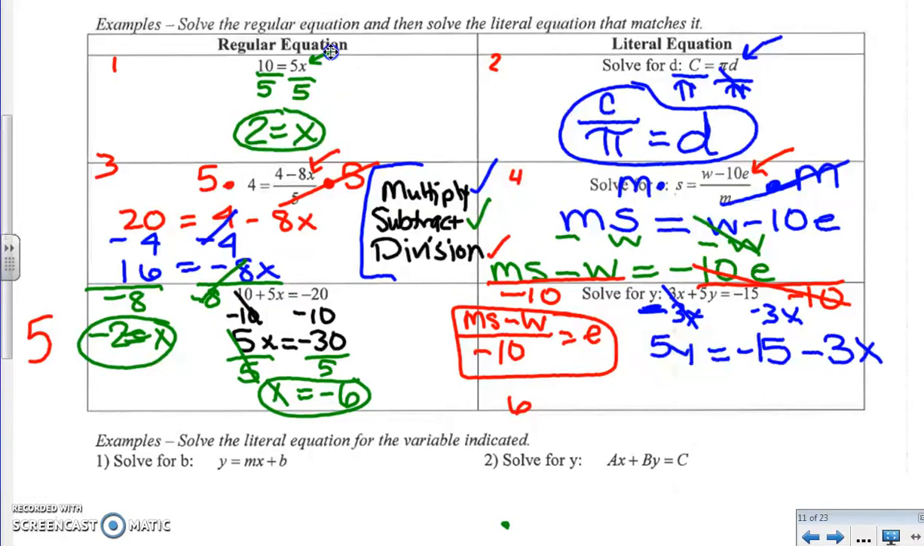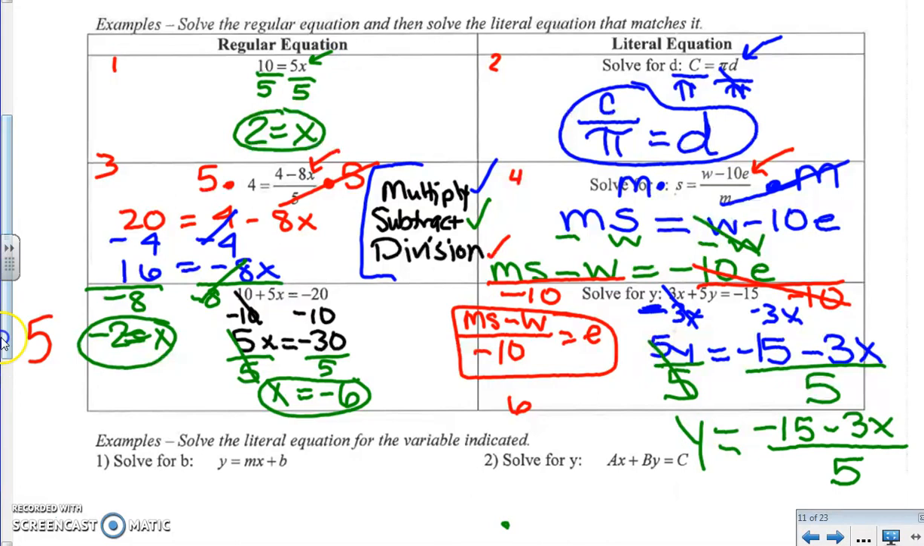Since -15 does not have an x on it, it has to stay as -15 and still minus 3x. They are not like terms, so we cannot really combine them. We just set them up next to each other. And now we can divide both sides by 5 in order to get y alone. So we have -15 minus 3x divided by 5.